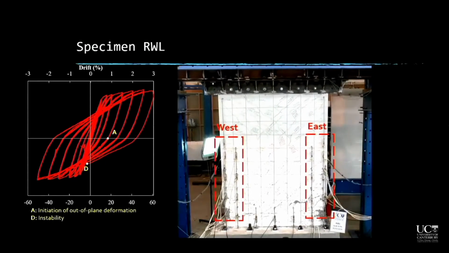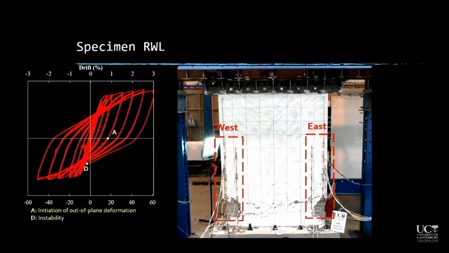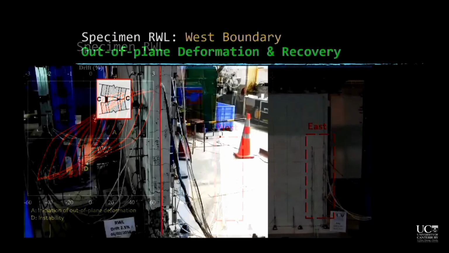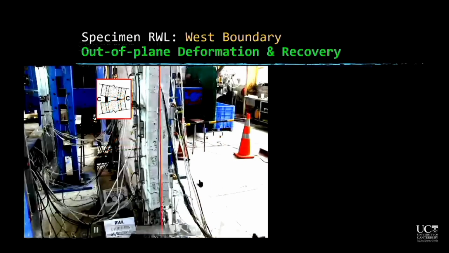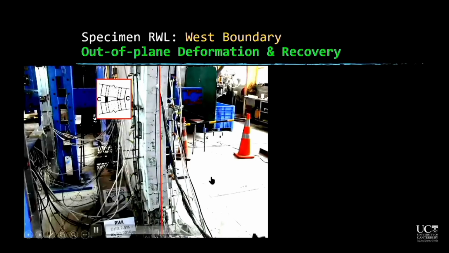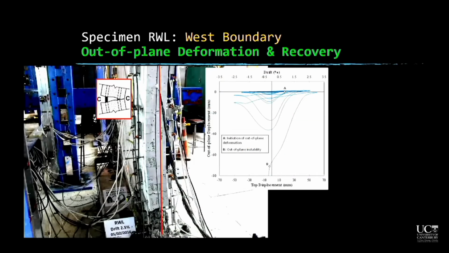So the out-of-plane deformation starts and recovers, and then at point D, we see an abrupt strength degradation or strength drop in this specimen, which is pretty crucial because this mode of failure can result in collapse of the whole structure since it's a brittle type of failure. The development and recovery of out-of-plane deformation for this specimen can be seen in this video.